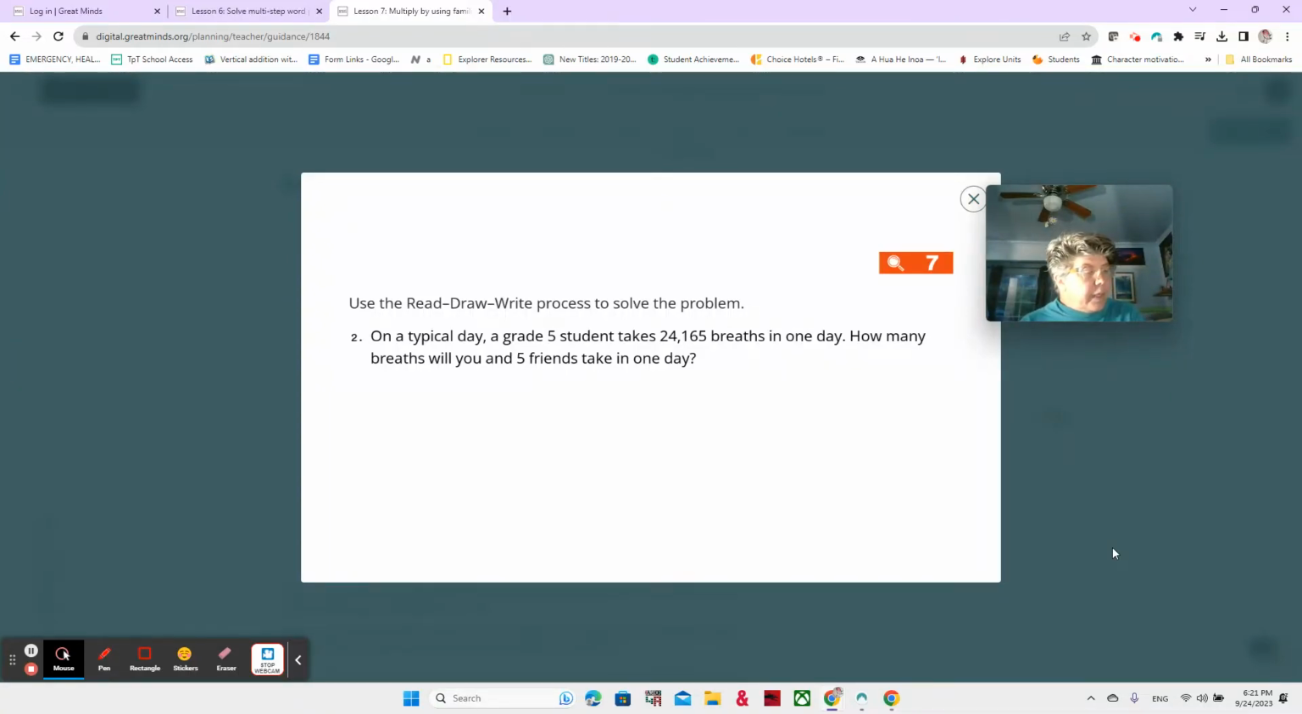Here we go. So you see a problem on the board. This is the same problem that is on page 61 in your book. So please follow along as we work on it together. And since it is a word problem, we need to use our read, draw, write method. Let's start with reading it carefully. We can underline while we read if that helps us.